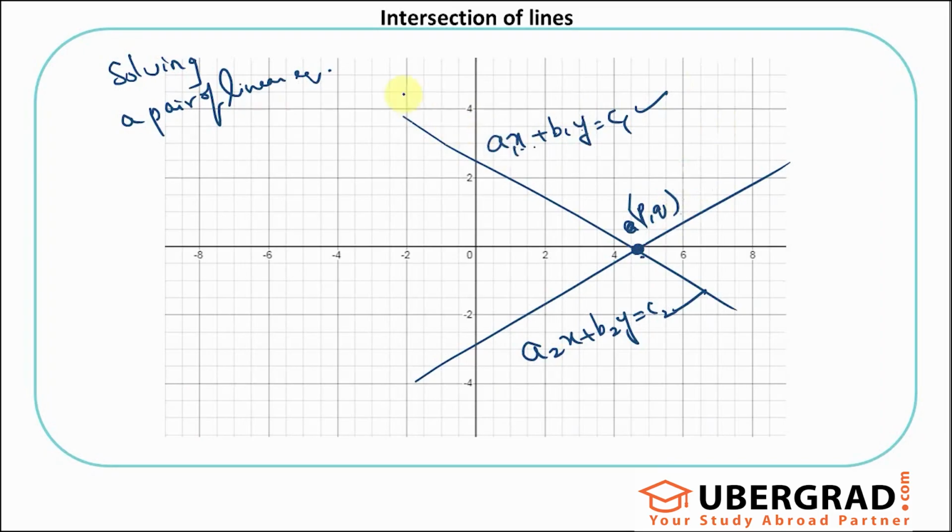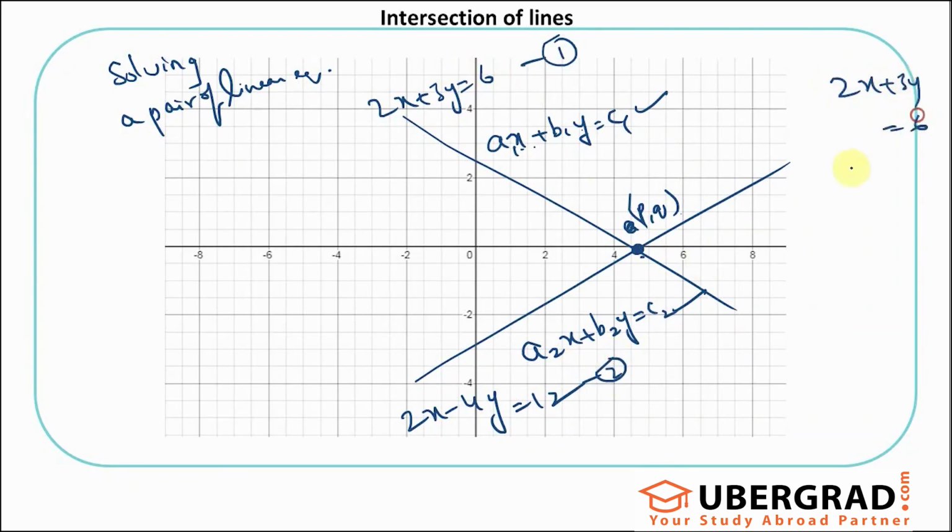Let's say I call this 2x plus 3y equals 6, and the other should ideally have a negative y-intercept, so let's say 2x minus 4y equals 12, something like this. So how would I solve this? This is equation 1 and this is equation 2. I need to solve this pair of linear equations. Let me put minus, which becomes plus.